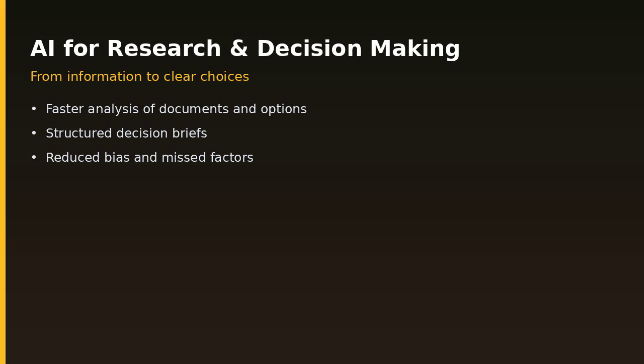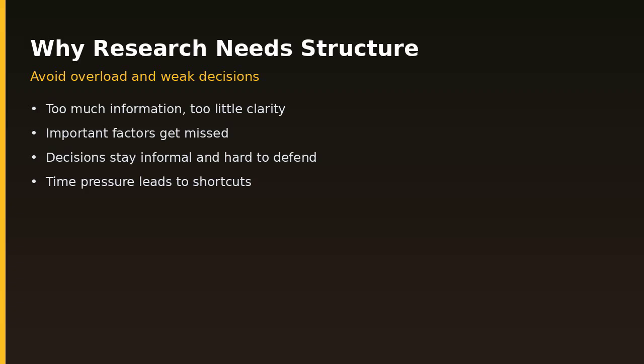First, define the exact question and the criteria that matter. Second, gather the relevant sources or notes and feed them to the model. Third, extract key findings, risks, and assumptions. Fourth, build a comparison table or an executive brief. Fifth, review the output carefully and make the final decision as a human.